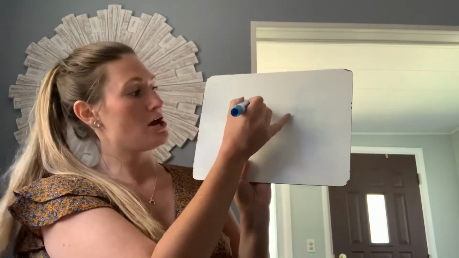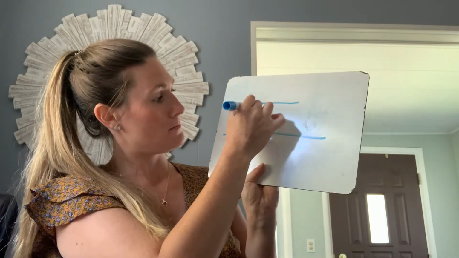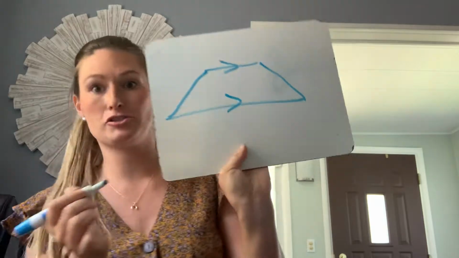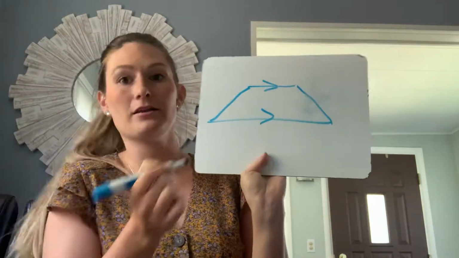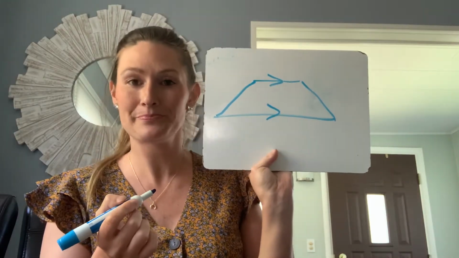So here we go. A quadrilateral that has at least one pair of parallel lines. So what shape has one pair of parallel lines? That is a trapezoid. So here we go. Remember to put your little arrows in saying that those are parallel, and that is a trapezoid. That is 1A.